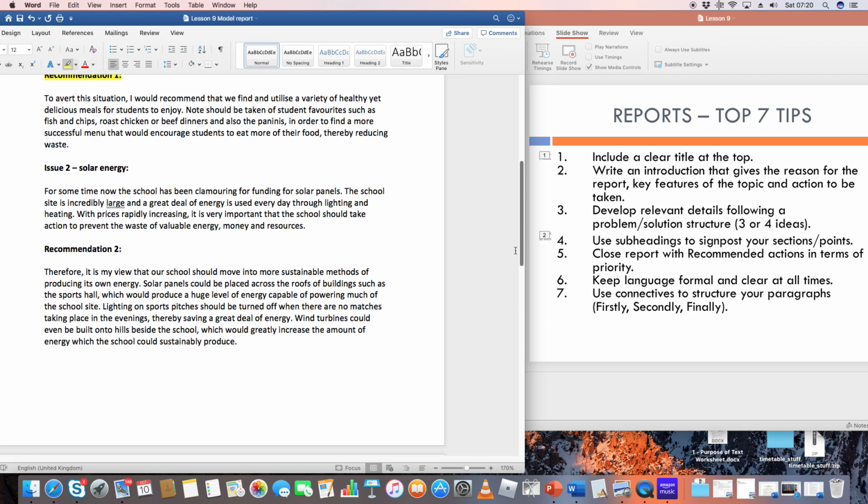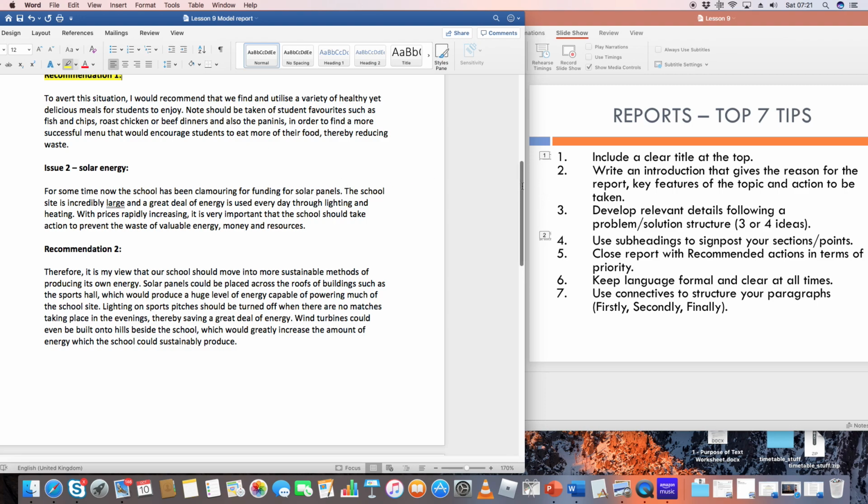And again, the energy. Energy is used every day. So again, it's not an issue as such, but it's saying how much the school spends maybe on money, how much money it spends on electricity, etc. And then the solution is very clear. Not only the use of solar panel, solar energy, but also examples of how else electricity could be saved. So lighting turned off, and then also talks about wind power as well.